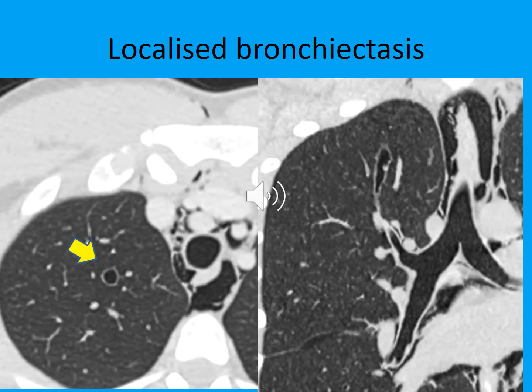Bronchiectasis could be localized, affecting only one single airway, as seen in the images here. There's an incidental finding of extensive pneumomediastinum that is not related to the bronchiectasis.